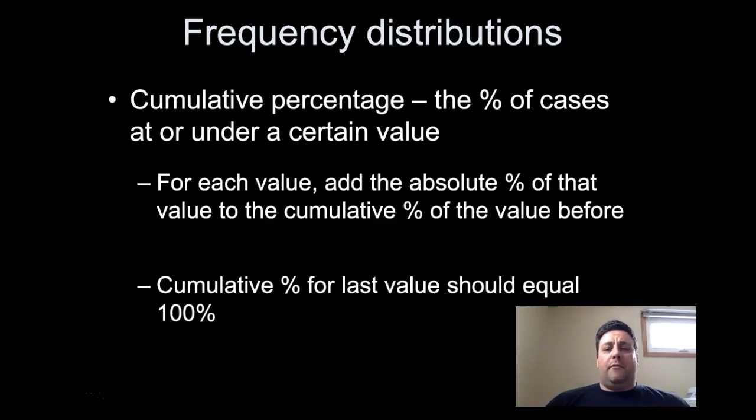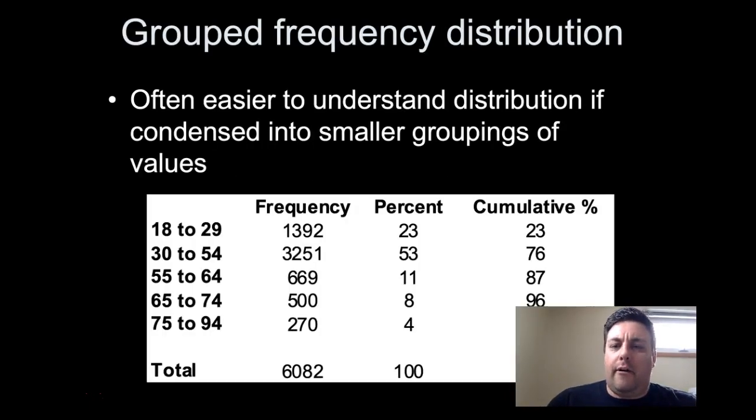And then, for the cumulative percentage, we add up the absolute percentage before that value, and then again that should equal 100 as well. It should be pretty darn close, again, allowing for a little bit of rounding error.